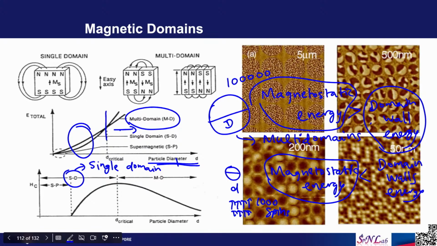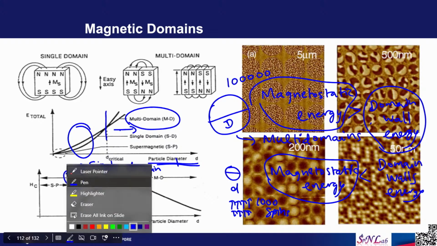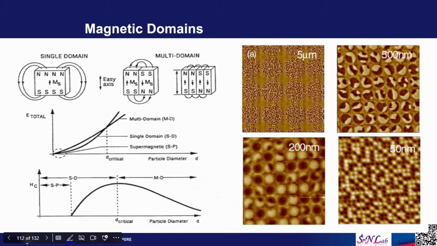Okay, let me show some example. In this picture you see tiny cylinders. From the side it will look like this, but they are like this. We have tiny cylinders fabricated by lithography.